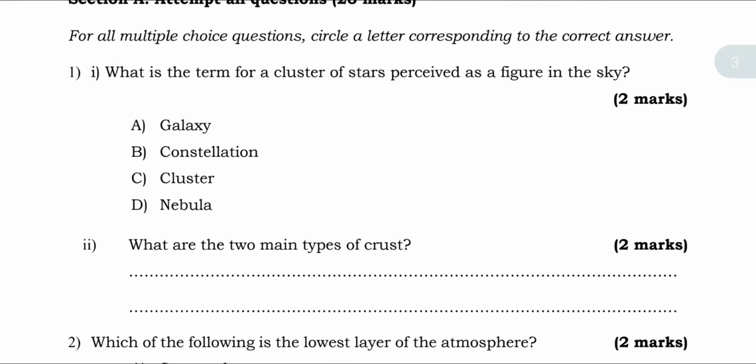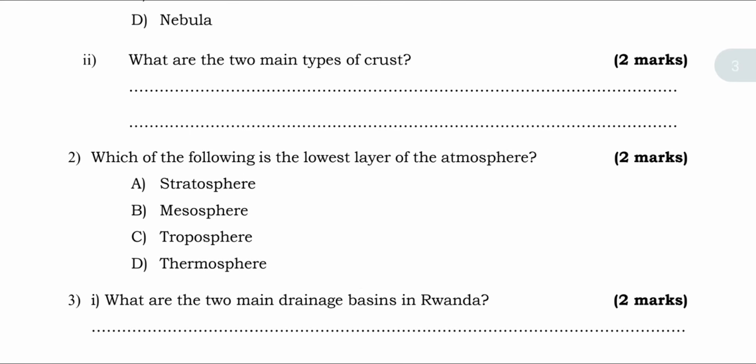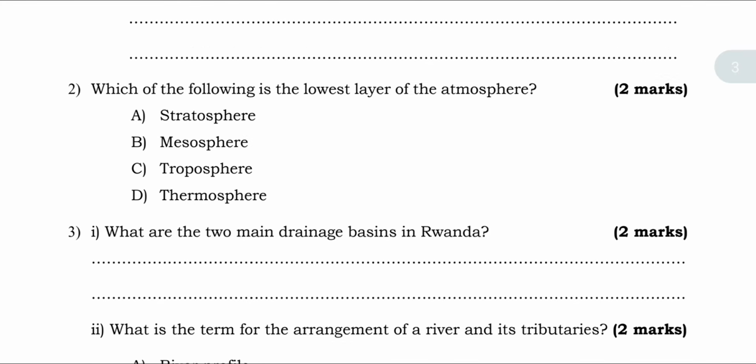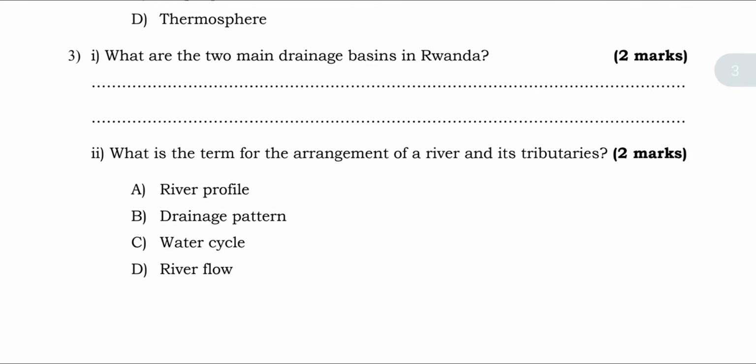Stars preserved as a figure scar. What are two main types of crust? Number two, which of the following is the lowest layer of atmosphere? Number three, what are two main drainage basins in Rwanda? Number two, what is the term of the arrangement of river and its attributes?